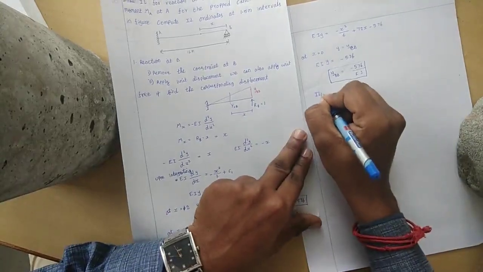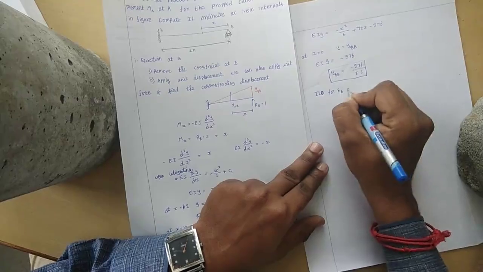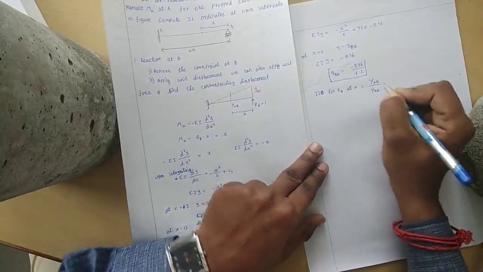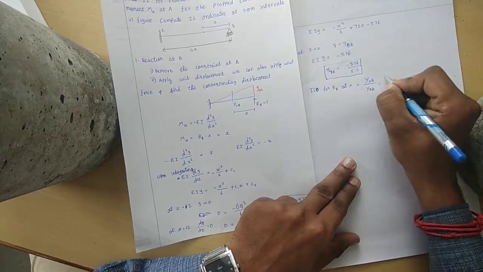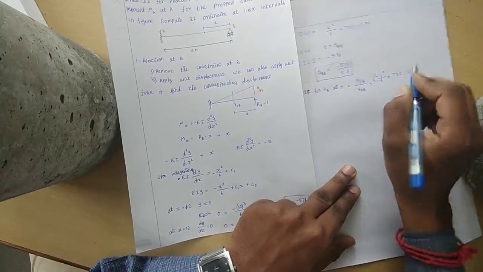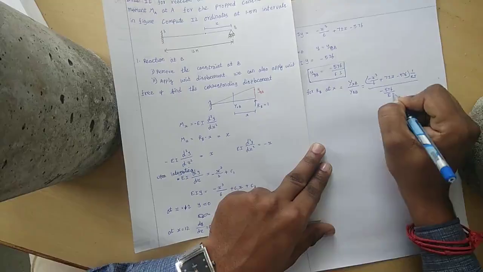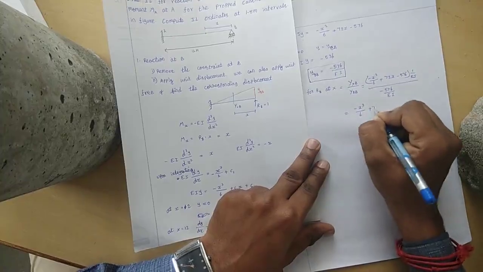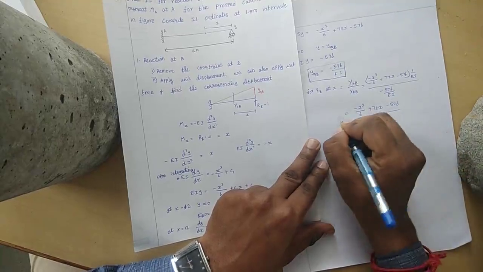So the influence line ordinate, ILO, for RB, that is the reaction at B, at x distance will be yxb divided by ybb. We know the yxb value is minus x cube divided by 6 plus 72x minus 576, into 1 divided by EI, divided by minus 576 divided by EI. If you simplify, the value will be minus x cube divided by 6 plus 72x minus 576, divided by minus 576. So this is the formula for RB at x.